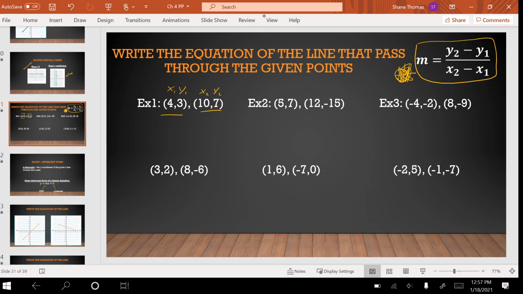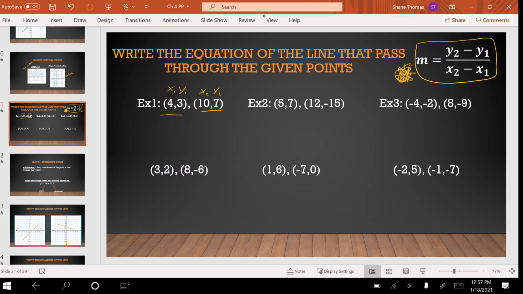So x1, y1, x2, y2. All I did was label it. I'm saying this left point's my first point, the right point's my second point. That's all I did so far. Is that all right? And anytime we have an ordered pair like this, it's xy, xy, xy, and so on. Now, plug those into your formula up above.